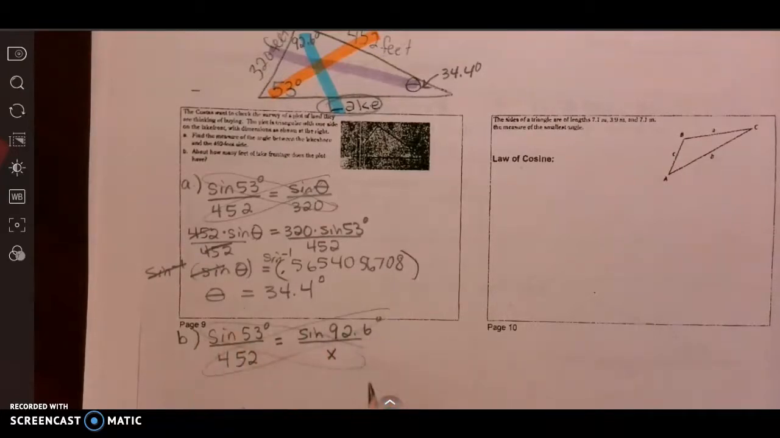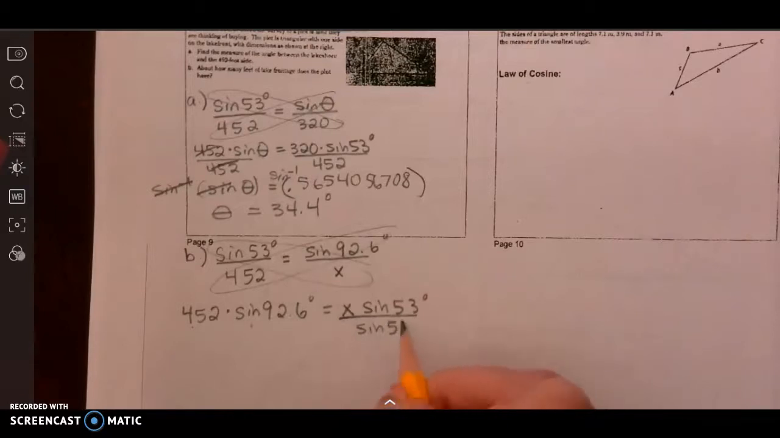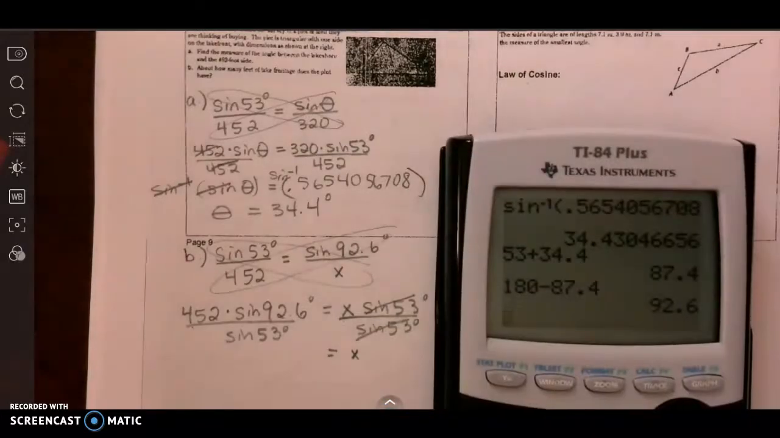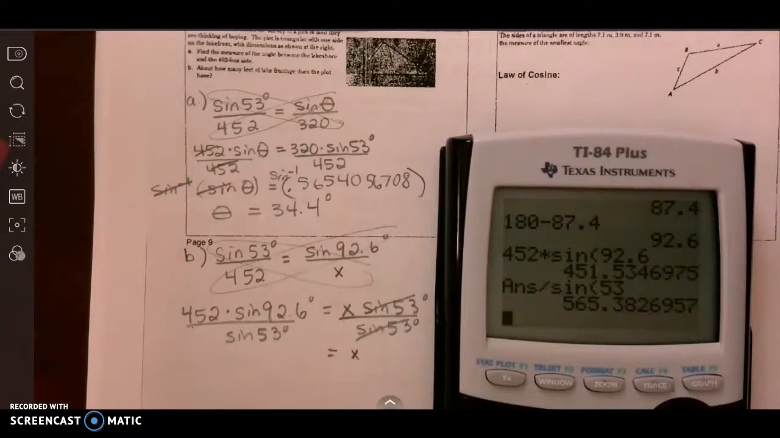So I'm going to cross multiply. 452 times the sine of 92.6 is equal to x times the sine of 53. Solving for x, so I'm going to divide both sides by the sine of 53. Let's cancel. X equals, let's put this in my calculator, 452 times sine of 92.6 divided by sine of 53. And I get 565.4, everything we've been rounding to the nearest tenth, feet.